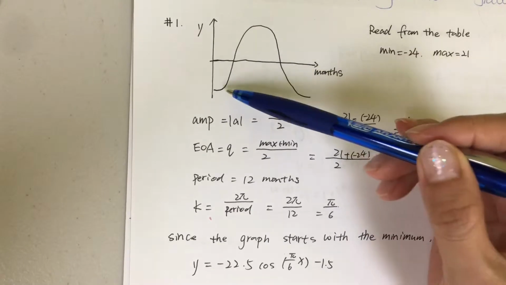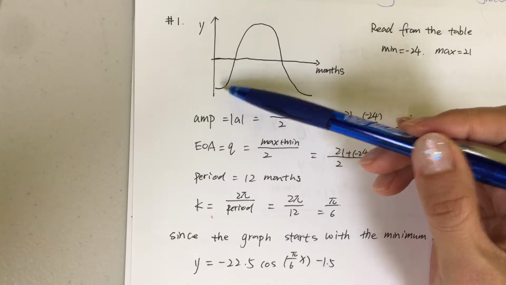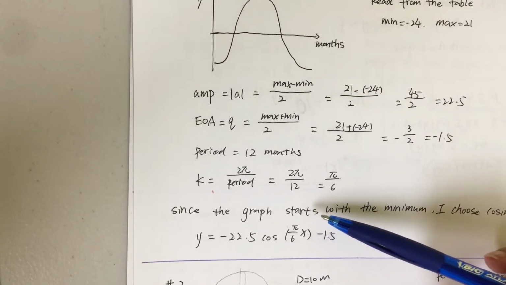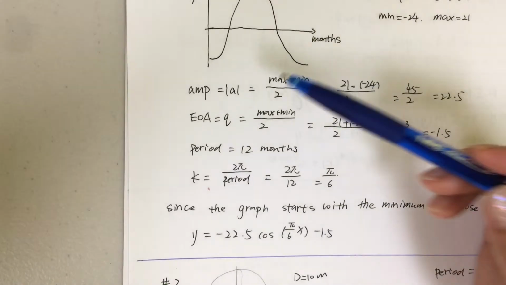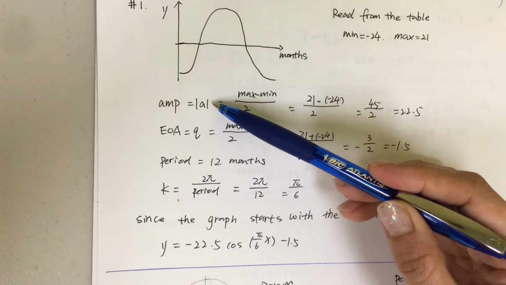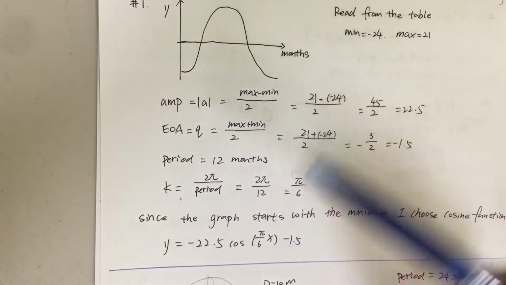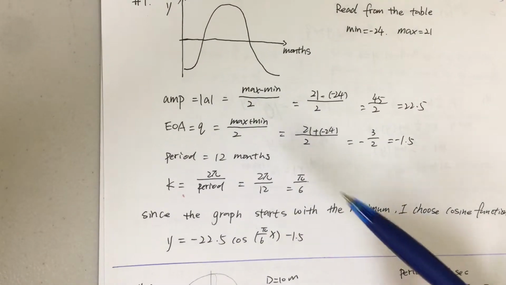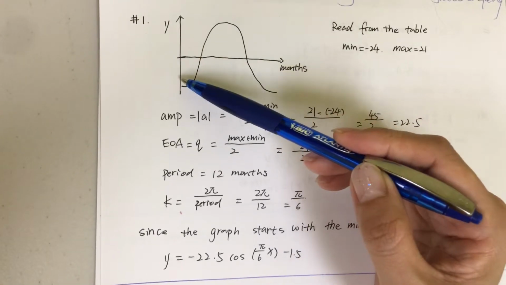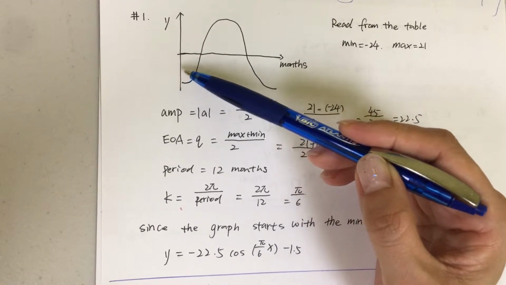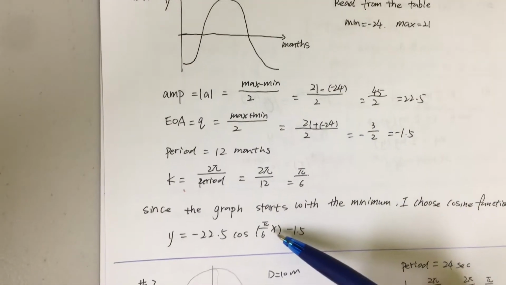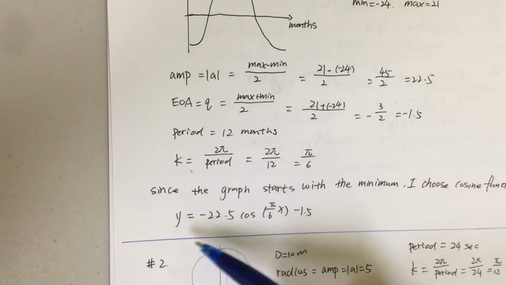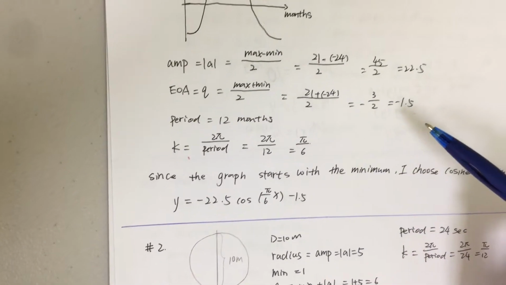So it starts from the minimum, so I choose cosine, in particular negative cosine. So here's the absolute A, because it starts from the minimum. So I choose negative 22.5 as the A value. And here, I assume the start is from January, so there's no phase shift. So I put x here. There's no phase shift. So that's the equation for the first question.